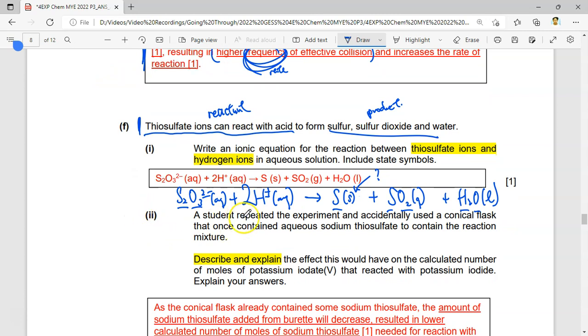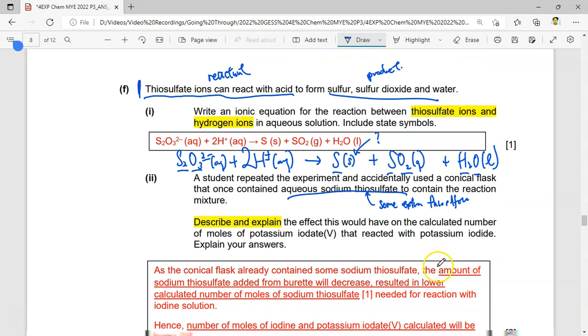Okay, then part 2. A student repeated the experiment but accidentally used a conical flask that once contained sodium thiosulfate to contain the reaction. So now, I start with some extra thiosulfate. Okay? Describe and explain the effect it will have on the calculated number of moles of potassium iodate(V) that reacted with potassium iodide.